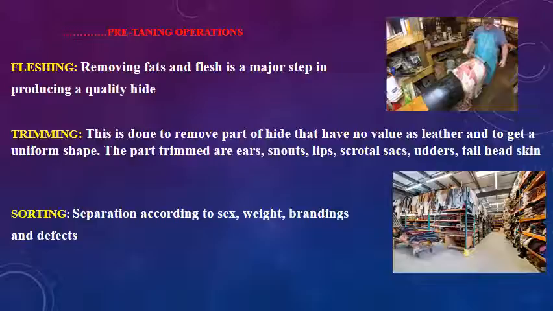The next step is sorting, that is separation according to sex, weight, brandings and defects. This is to separate similar and uniform skins or hides. So male hides separate, female hides separate, or as per the large one or the small one or the defective one, all these are separated by sorting.